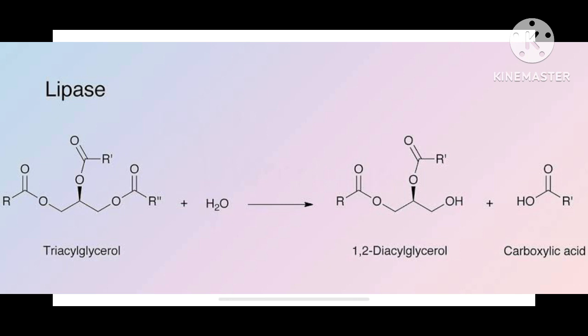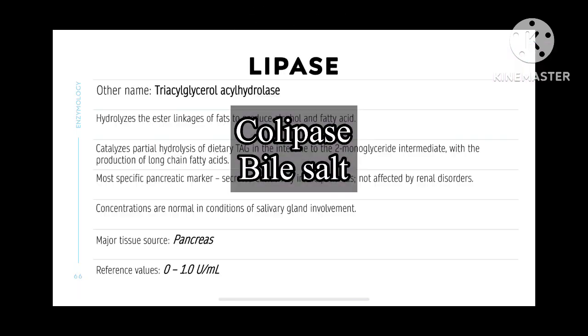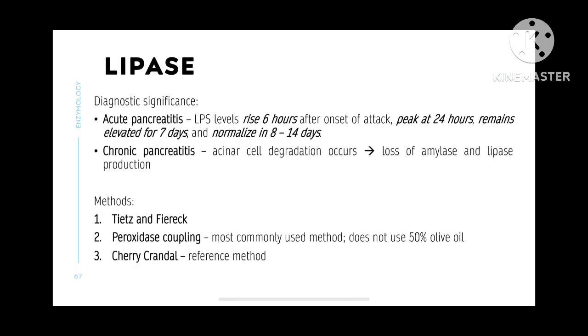But the substrate must be an emulsion for the activity to occur. The reaction rate is accelerated by the presence of colipase and a bile salt. Lipase concentration is found primarily in the pancreas, although it is present in the stomach and small intestine. Clinical assays of serum lipase measurements are confined almost exclusively to the diagnosis of acute pancreatitis.